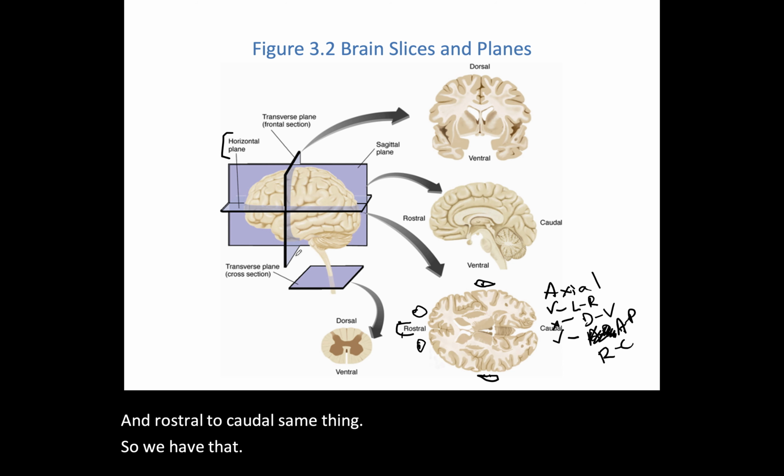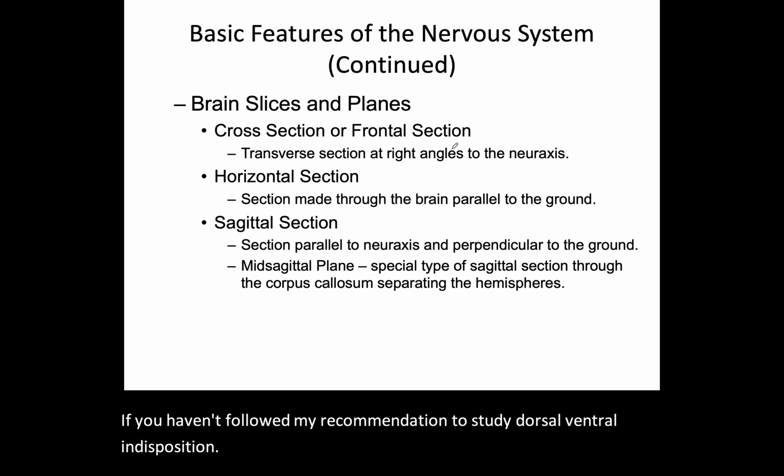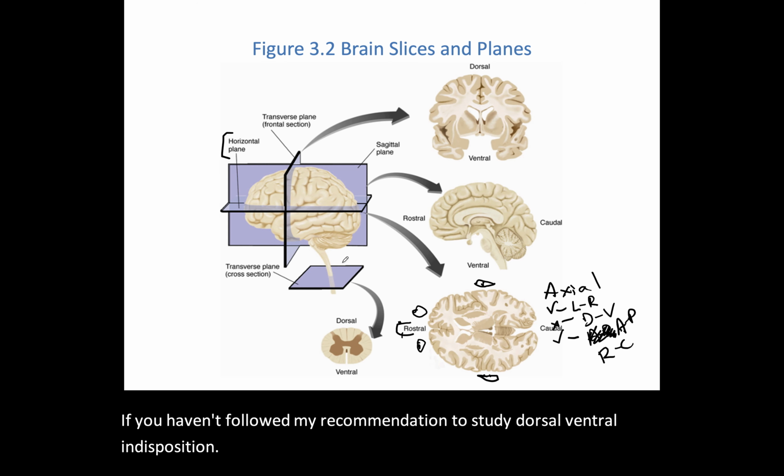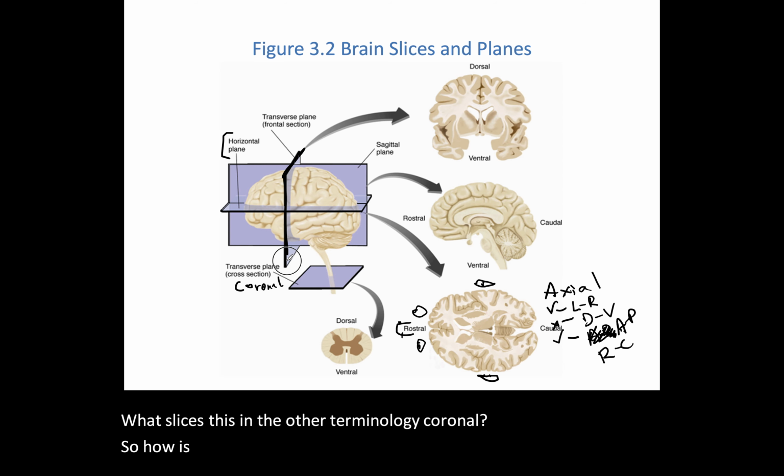Now, when you look at the spinal cord, if you hadn't followed my recommendation to study dorsal ventral in this position, this is confusing because look at this slice here. What is it called? Transverse. So what slice is this in the other terminology? Coronal. So how is this plane the same as this?